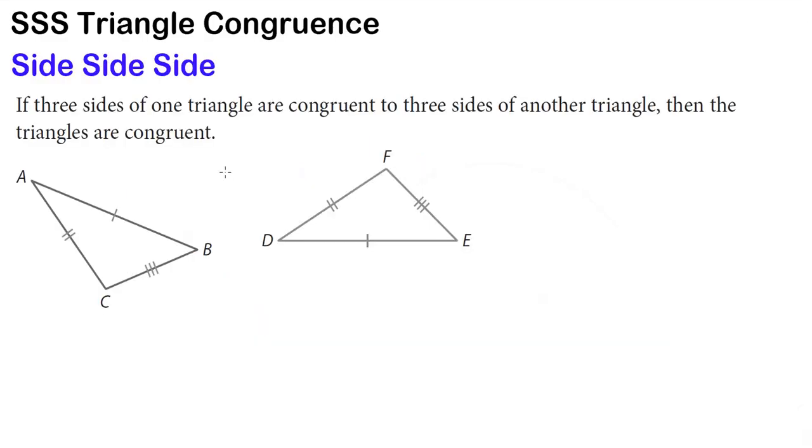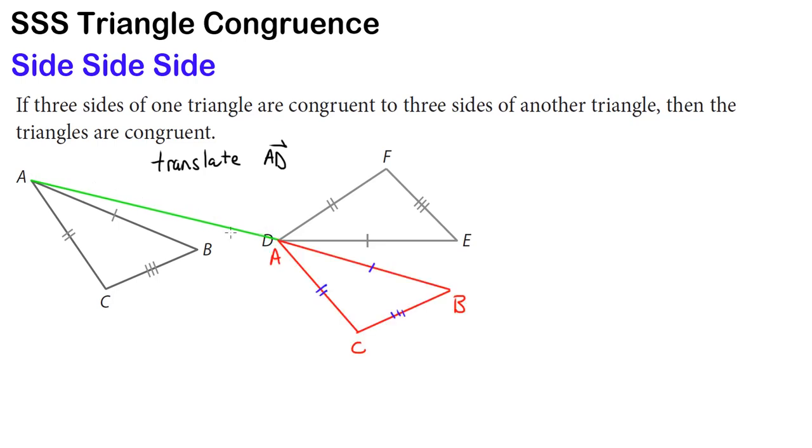One way that we can prove side, side, side is by rigid motions. So I can translate triangle ABC along the vector AD. And what that means is I'm going to take triangle ABC and move it so that point A maps onto point D. Once I've done that, my image will look something like this.